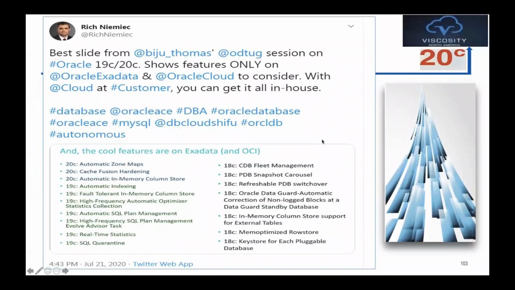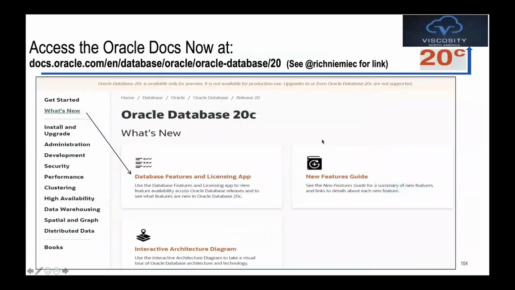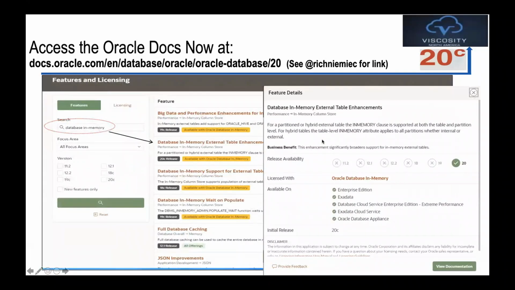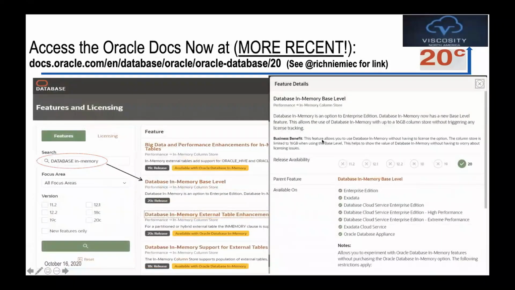Bijou looked at some of the cool features on Exadata and Oracle Cloud, and you can see a list here. This was a nice tweet that I retweeted from Bijou. But access the Oracle Database Guide now and look at what's new. I look at database in memory. There's a little bit of information about database in memory external table enhancements. So they've enhanced it to make it faster.